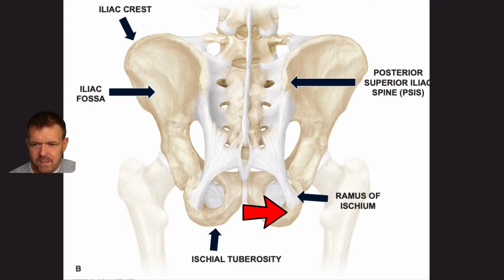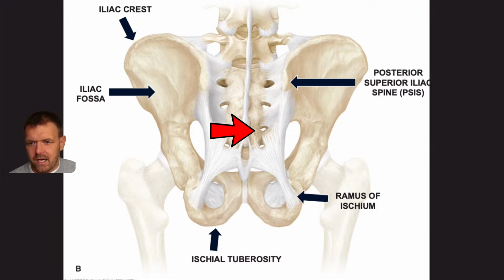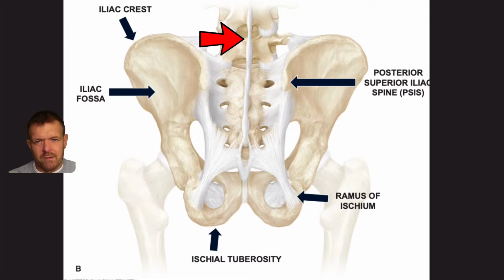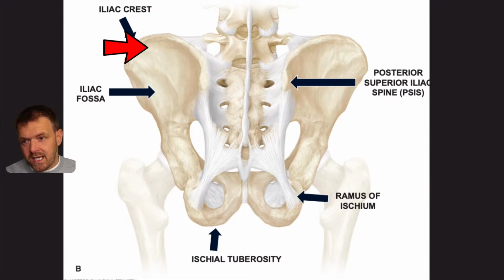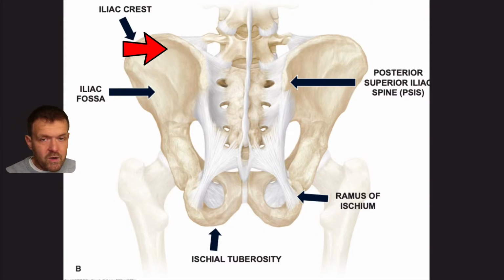We've got the ramus of the ischium, so the branch of the ischium this time, and then your ischial tuberosity, your sit bones at the back there. That bone there is your sacrum, and then these are your lumbar spine. So that's where your spine is. Like I was saying before, when someone says they've got a really bad back, you ask, can you point to where it's painful? And they point to here. Well, that's good, because that's not where your back is.